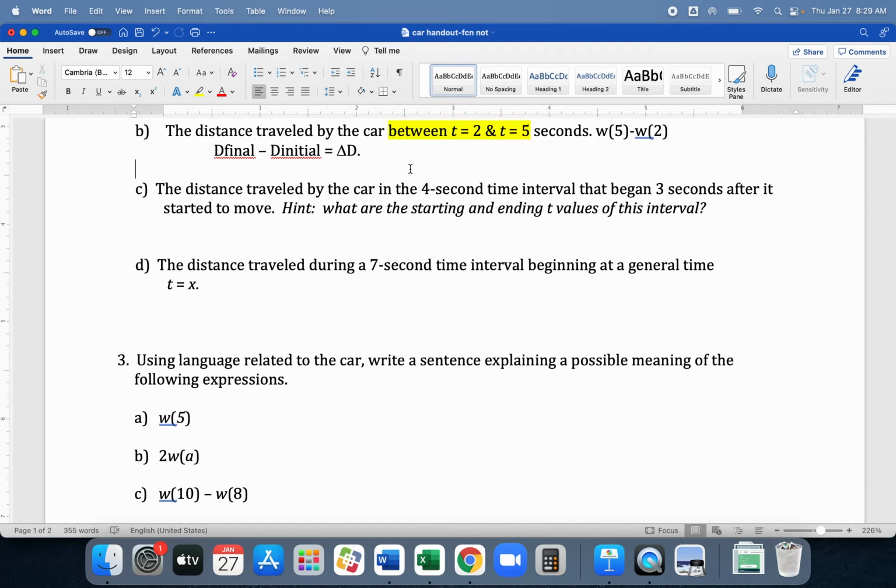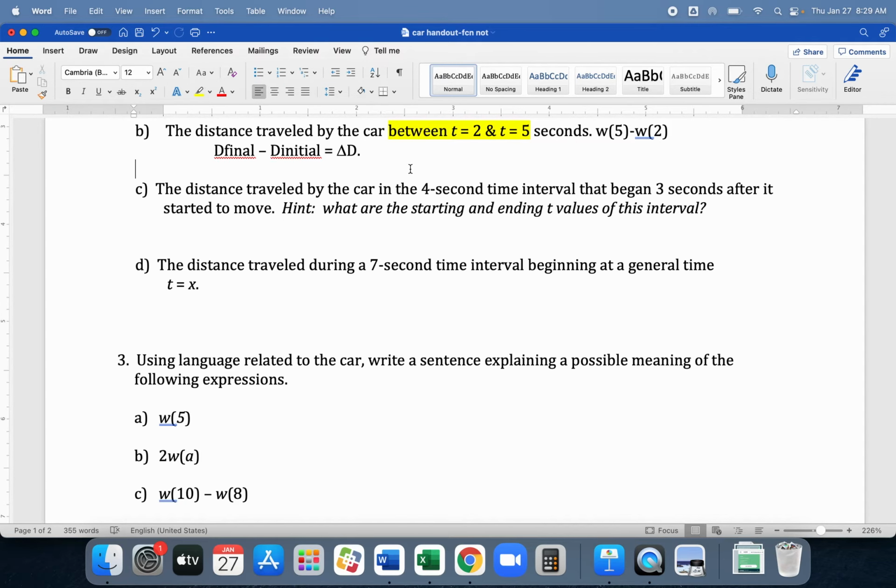Alright, so again, question B is maybe phrased the most directly, even though it's still confusing. If we talk about the distance traveled between time 2 and time 5, we did W of 5 minus W of 2, final distance minus initial distance. The distances at the beginning and end of the interval, subtracted, give us the distance traveled during the interval t equals 2 through t equals 5.